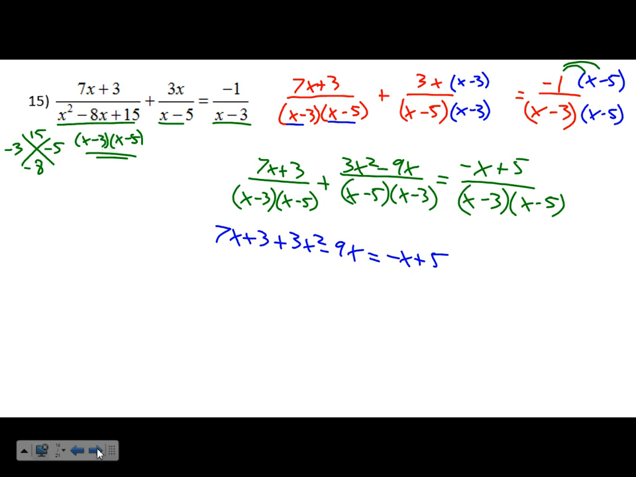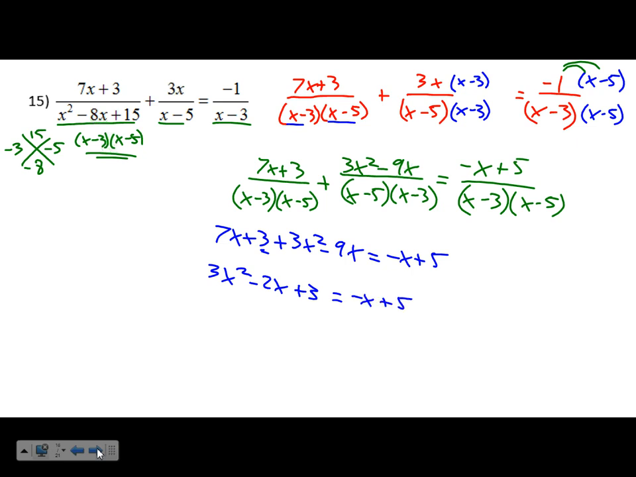So combine some like terms. We have 3x squared in front. 7x minus 9x is negative 2x. So we just have a plus 3 left, is equal to negative x plus 5.